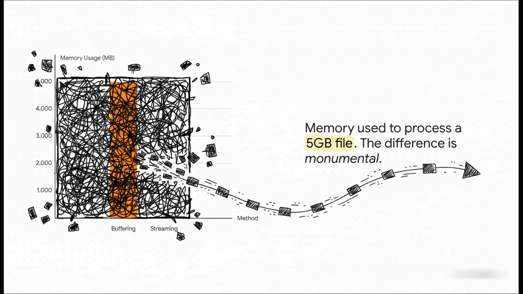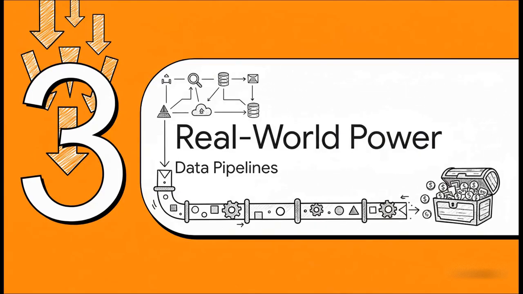And the results? They are absolutely staggering. Just look at this chart. Remember our 5 GB file? The buffering method eats up 5,000 megabytes of RAM. But streaming it, you're using maybe 64 kilobytes for a tiny internal buffer. I mean, that's not just better, that's a whole different universe of efficiency. It's night and day.